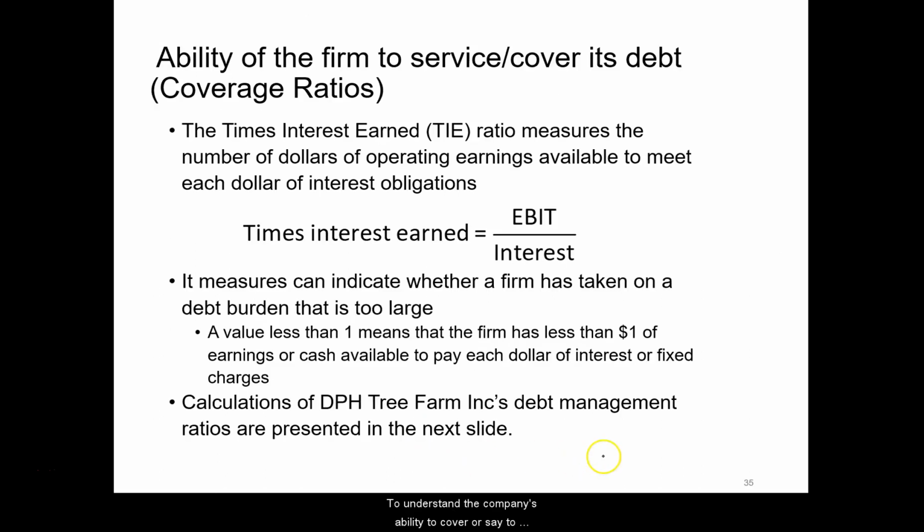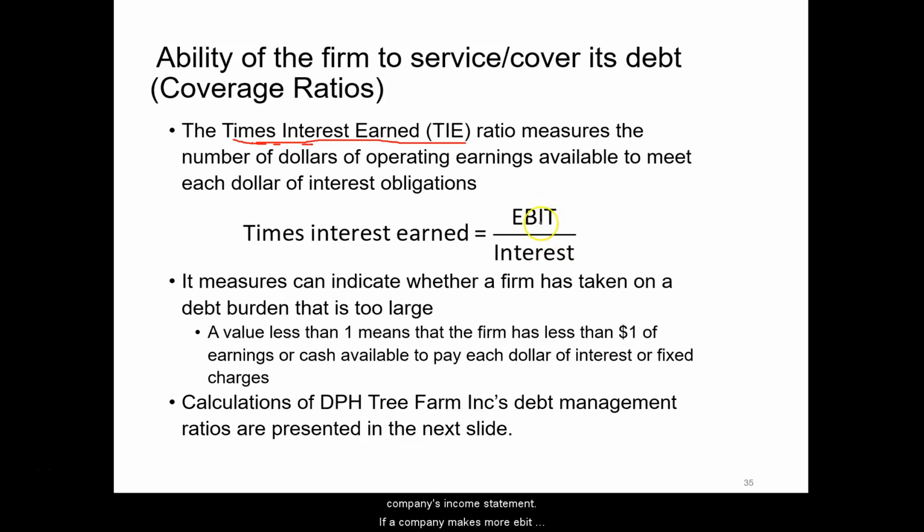To understand the company's ability to cover, or say to service, to pay back its debt, we look at the coverage ratios. In your textbook, they used several coverage ratios. The main one that we are interested in here is the times interest earned ratio, the TIE ratio. Simply put, the TIE ratio is how many times the company's EBIT is over its interest expense. And as you can see, both numbers are from the company's income statement.